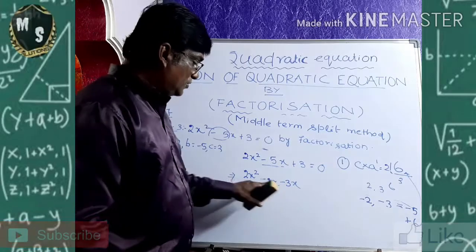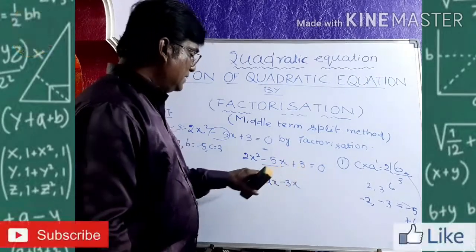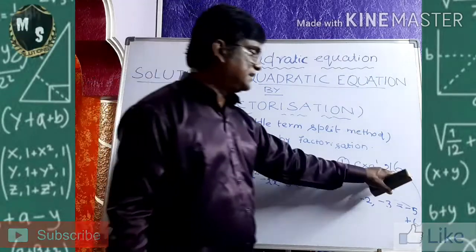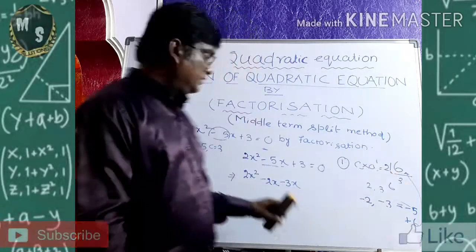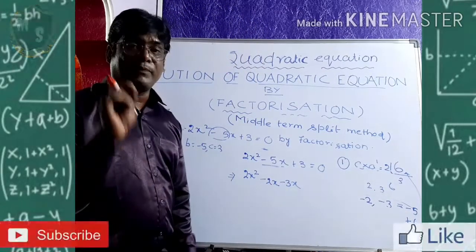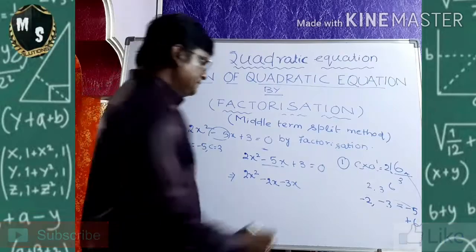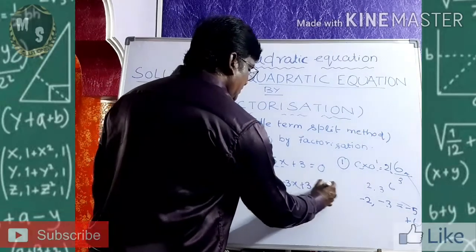When you multiply these two, minus into minus is plus, 2 threes are 6, plus 6 is my C into A. So now these two factors are my appropriate factors. I hope you understood it. Plus 3 is equal to 0.